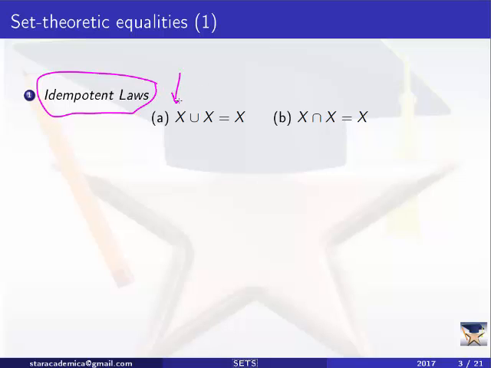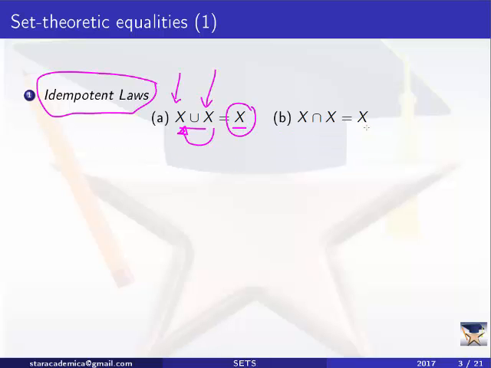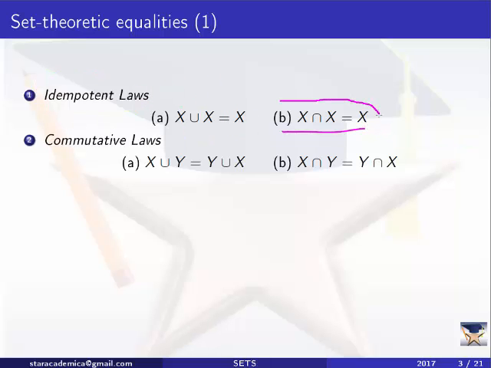If we have a set X and we unite it with itself, we get X. This is quite trivial. You are putting the same elements into the same set. You are not getting any new elements, so you are back to the original set. And if you intersect X and X, again, the intersection will be X. These are called idempotent laws.